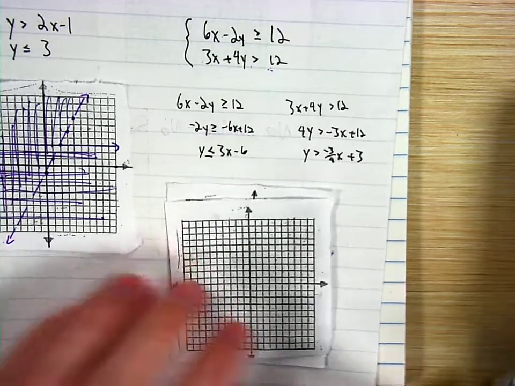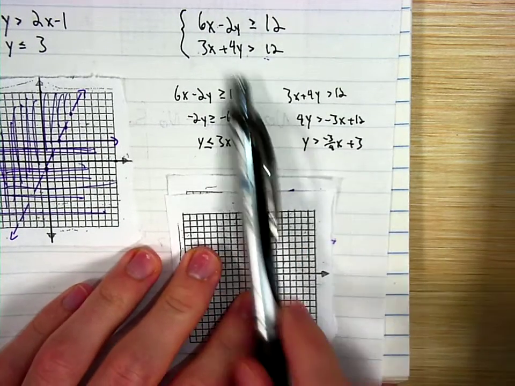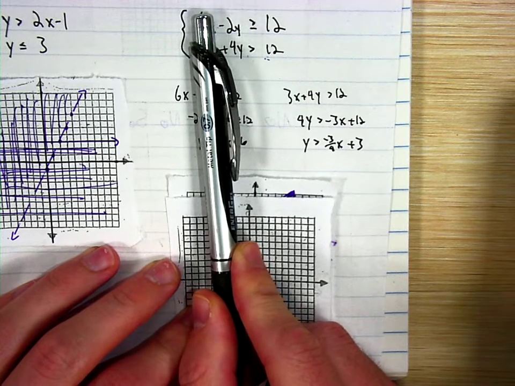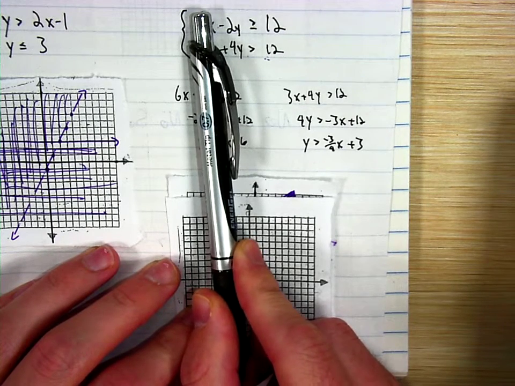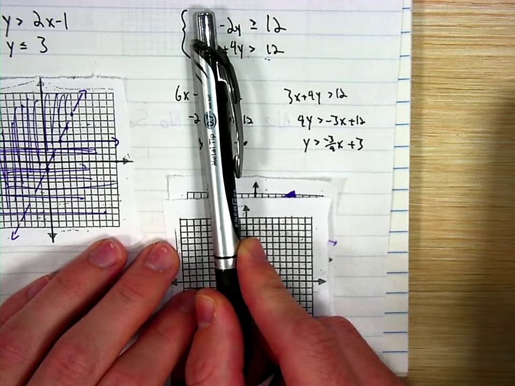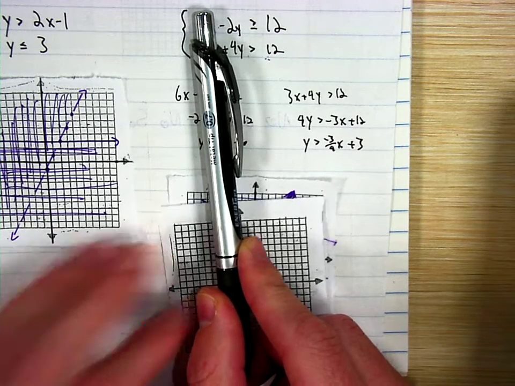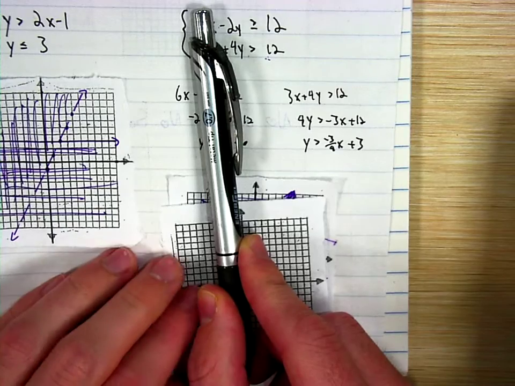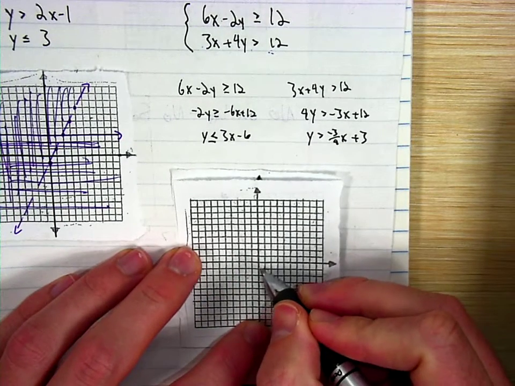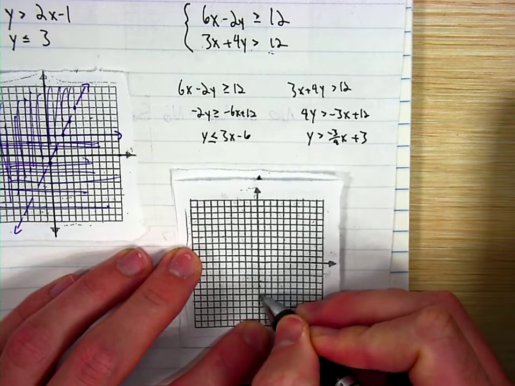We'll use the cover-up method here. So we just cover up the x. Alright, let's look at the top one here. Negative 2y is greater than or equal to 12. Divide those by negative 2, and we should get negative 6 for our y. So we're going to start at negative 6. 1, 2, 3, 4, 5, 6.